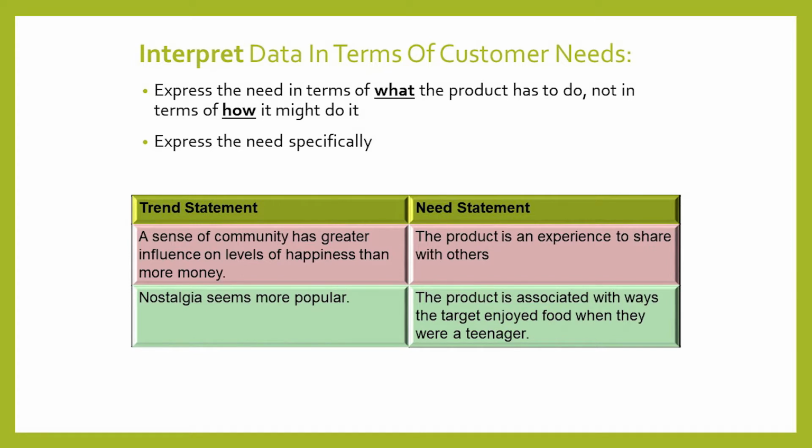In our example, reading a trend that a sense of community has greater influence on levels of happiness than more money may imply that whatever your innovation is, it may have a goal of being an experience to share with others. Based on the finding that nostalgia is a predominant feeling in certain target markets, you could identify the need as the product being associated with ways the target enjoyed food when they were a teenager.